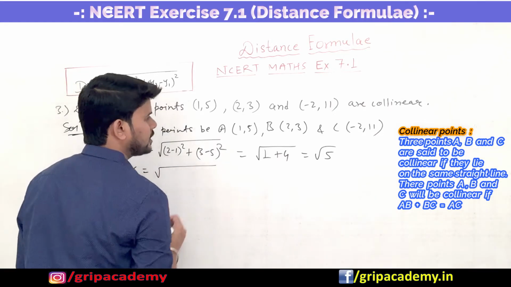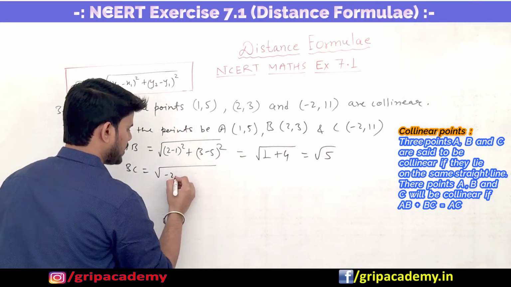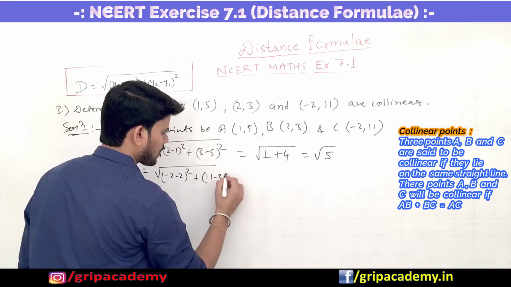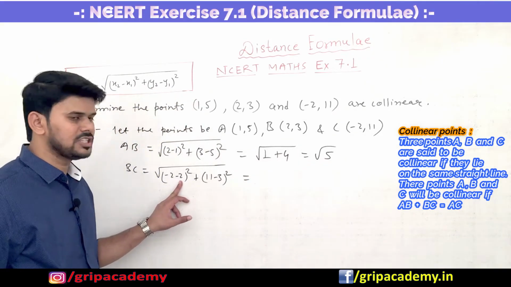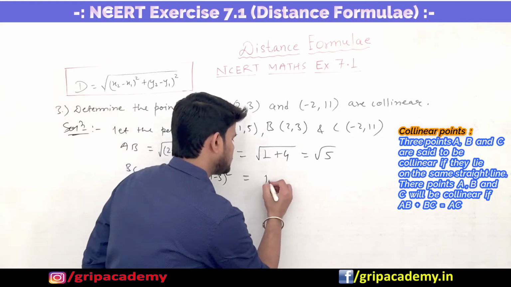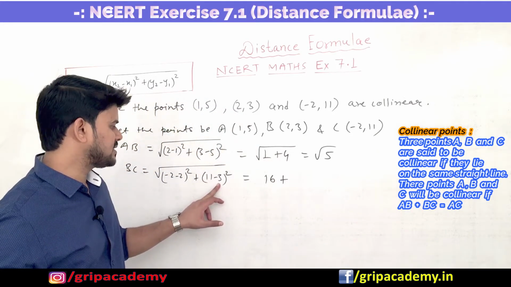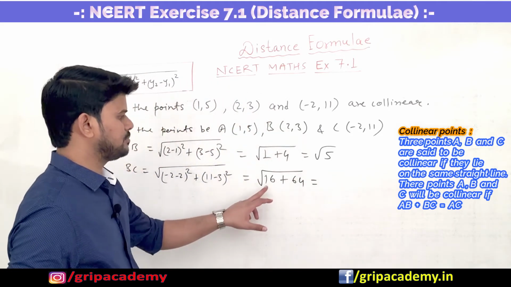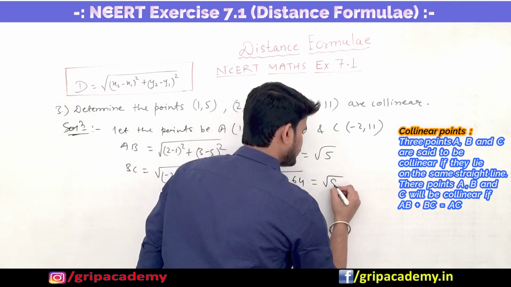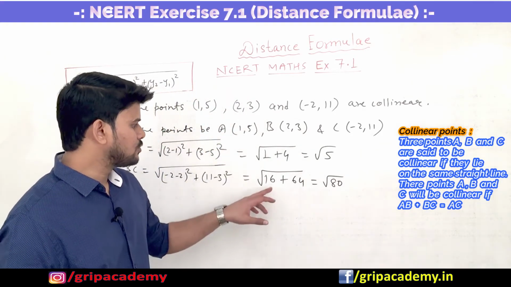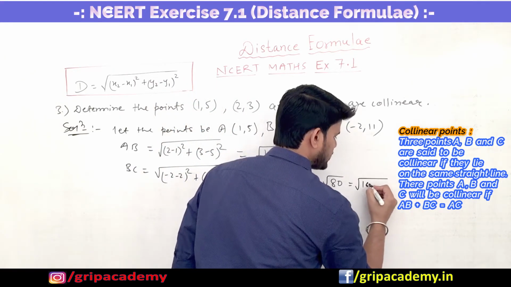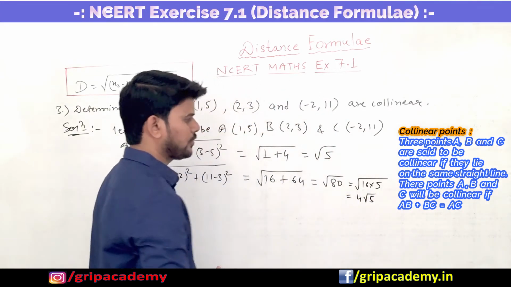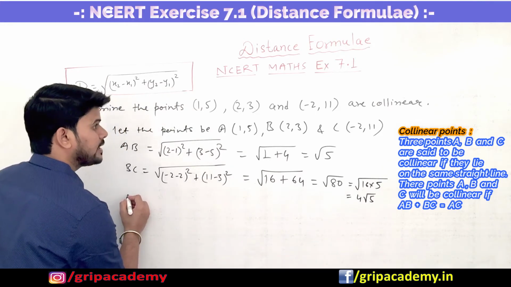So BC equals to under root of minus 2 minus 2 whole square plus 11 minus 3 whole square. That is how much? Minus 2 minus 2 is how much? Minus 4. Minus 4 square is how much? 16 plus 11 minus 3 is how much? 8. 8 square is how much? 64. So under root of 16 plus 64, that is nothing but root of 80. Okay, and root of 80 can be written as under root of 16 into 5, which is nothing but 4 root 5. Okay, so let's find AC now.